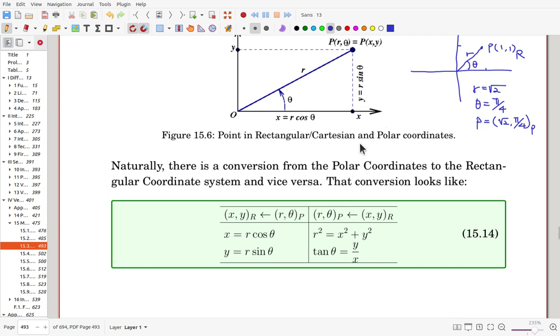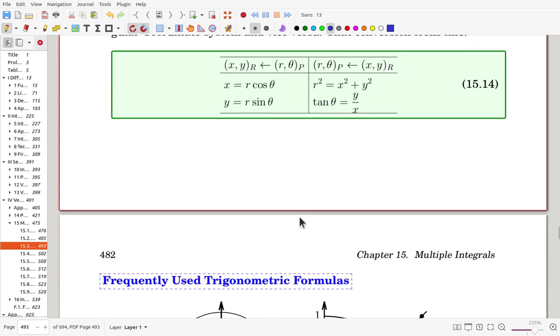Now from rectangular coordinates to polar coordinates, we can get r and theta by solving these equations. This comes from the Pythagorean theorem. r squared must be x squared plus y squared. Once x, y are given, then you can find r. Now you can find theta when x and y are given. Right? Okay.